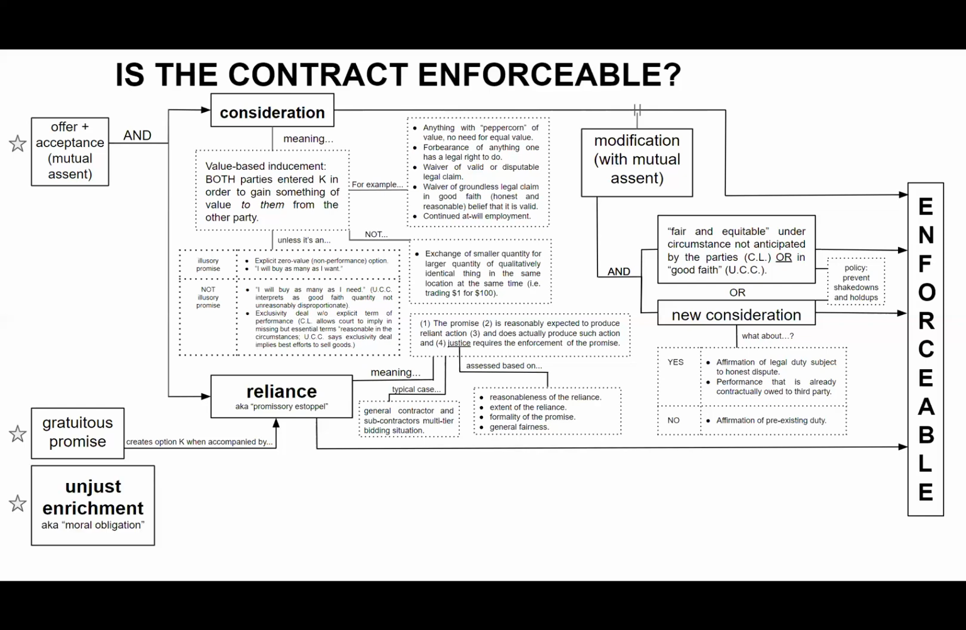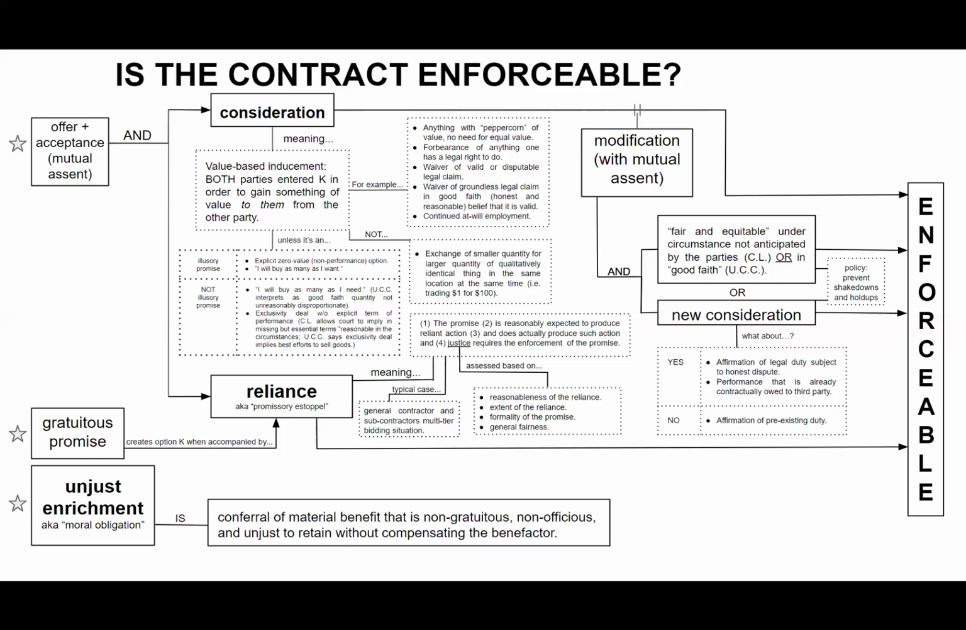All right, finally, unjust enrichment, the third path to an enforceable promise. This is also known as moral obligation. So what is this? This is a very strange set of circumstances, but it's a thing. So unjust enrichment is the conferral of a material benefit that is non-gratuitous, non-officious, and unjust to retain without compensating the benefactor. Okay, and non-gratuitous means it's not a gift. This would be assessed based on the relationship between the parties, the extent and sort of the benefit. Non-officious means it's wanted and not meddling.